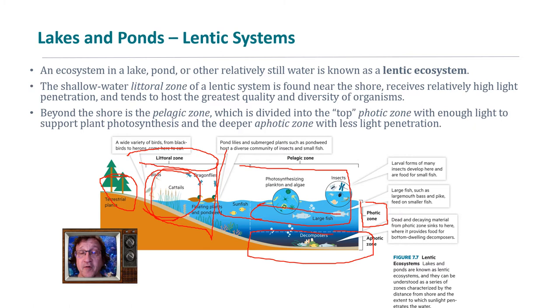Now, why do you care about sunlight entering water? Because sunlight feeds little creatures called algae, which provide all the food. They're the producers for these lake and pond ecosystems. They also produce oxygen that the organisms need to breathe in that environment. So pay attention to the layers, because we're going to come back to this a little later when we talk about water pollution and the impacts of water pollution going into littoral or pelagic or deeper areas.